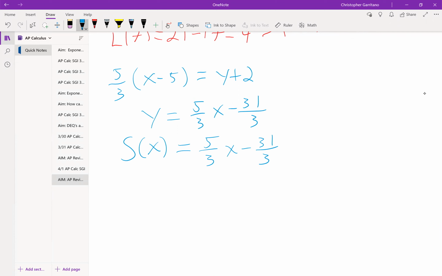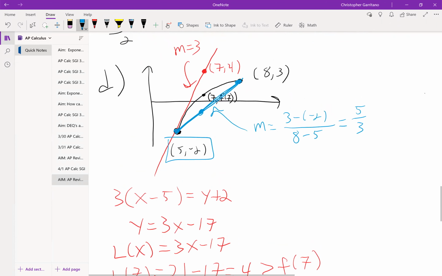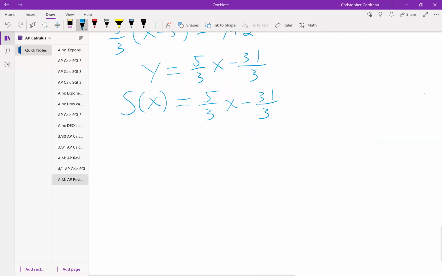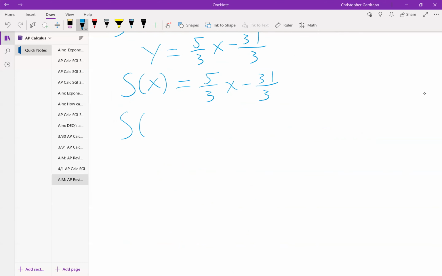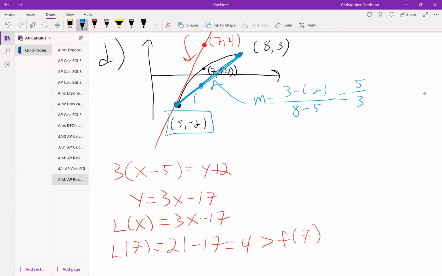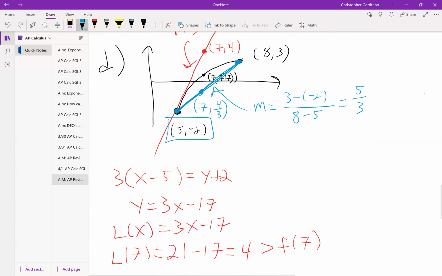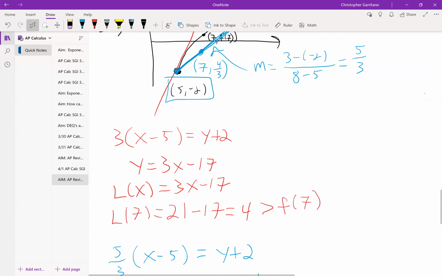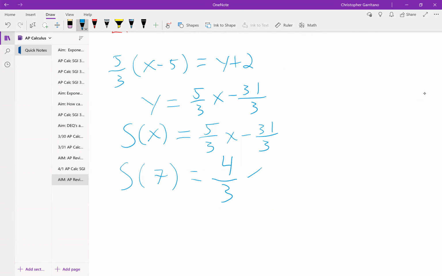And now I evaluate that at 7, right? Because I'm trying to approximate f of 7. So S of 7 is equal to, well, 7 times 5 is 35, 35 minus 31 is 4. So S of 7 is 4/3. And as you can see, this is the point (7, 4/3), and this is below the actual function. And so this value is less than f of 7.